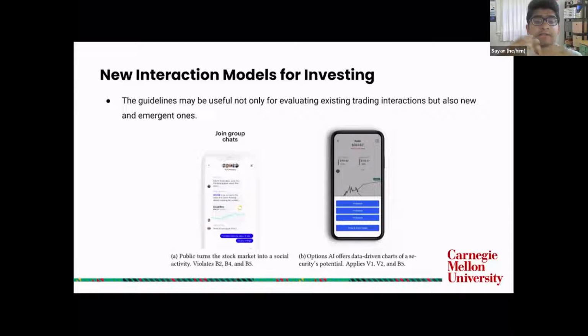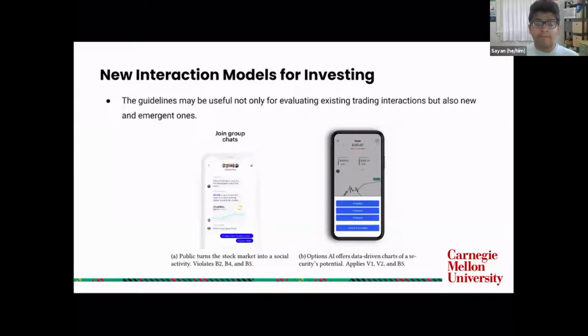So now let's talk about certain design implications of these guidelines. The aforementioned guidelines may be useful not only for evaluating existing trading apps, but also new and emergent ones. For instance, consider Public. Public is a trading app that focuses on making the stock market a social thing. Public allows users to display their portfolio on their profile and share the investment decisions they're making, as you can see in the screenshot from the marketing material for Public. It also curates a list of some of the most popular stocks among users of the app. These features capitalize on the availability heuristic and can potentially make investing a popularity contest, violating some of my guidelines.